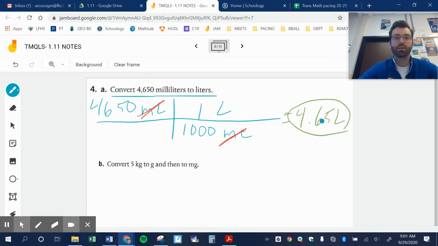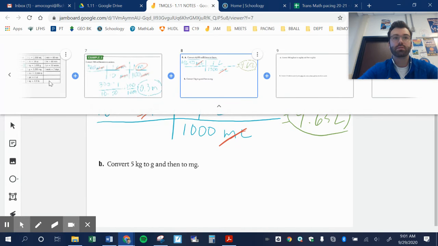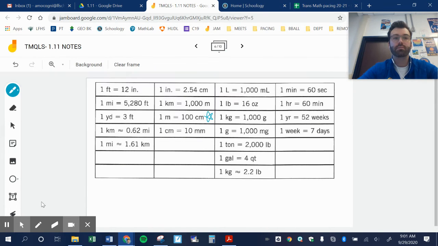All right, let's try the next one here. We're going to convert from 5 kilograms to grams and grams to milligrams. Why don't you give that a shot? I believe, yes, there is that conversion on this page for us. Go ahead, pause the video, try that one.